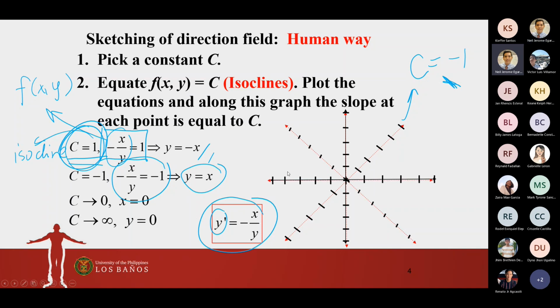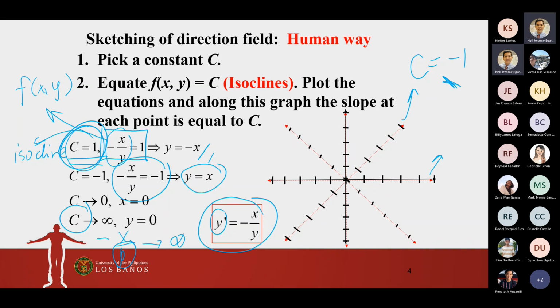direction field. Right? So kapag nagkaroon ako ng C approaching infinity, bakit C approaching infinity? Kasi kapag C approaching infinity, that means negative x over y will approach infinity. That means y should be equal to 0. Kaya yung isocline, habang si C ay palapit ng palapit sa infinity, ay yung x-axis. Y equals 0. And along that axis, the slope should be approaching positive infinity. Nagiging infinite yung slope kapag siya ay vertical line.